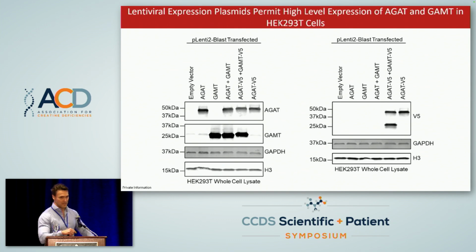When you use an empty vector, HEK293T cells express a little bit of GAMT, but when you overexpress GAMT from this lentiviral vector, you can massively upregulate its expression. The same was true for AGAT. And when you put them together, they didn't affect each other, so they are both expressed at very high levels. We tagged both of these proteins with the same peptide tag so that we could use the same antibody by Western blot to detect their relative levels. Their relative levels were about similar, maybe a little bit less for AGAT than GAMT.